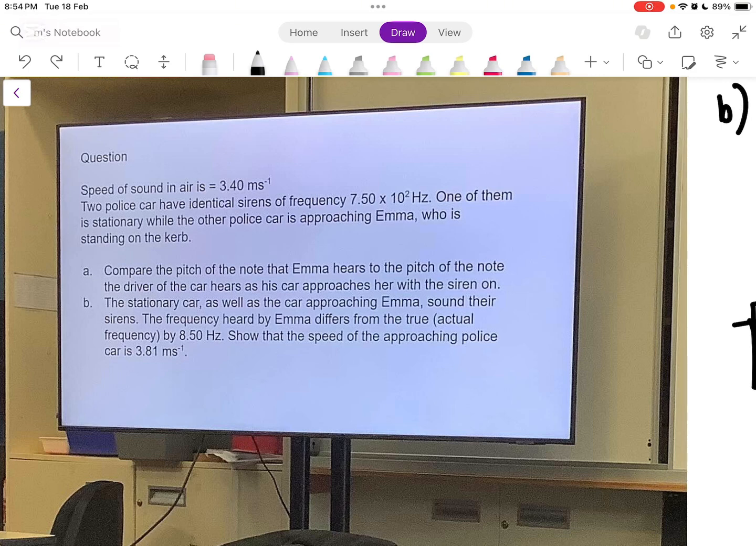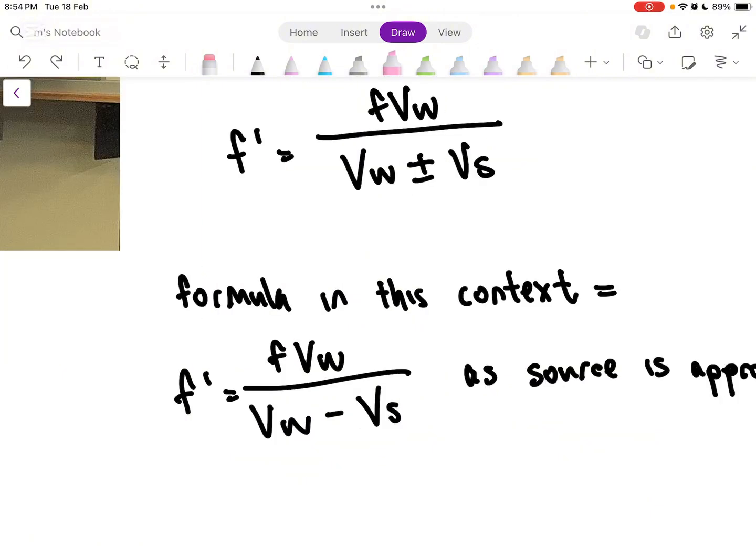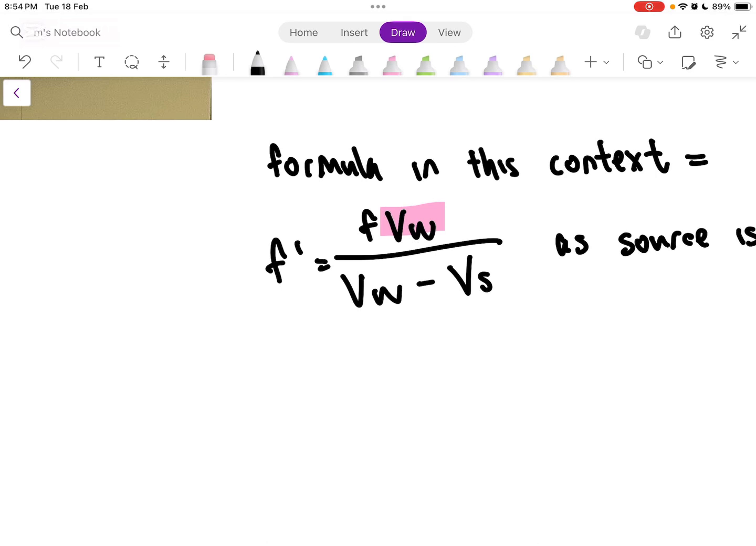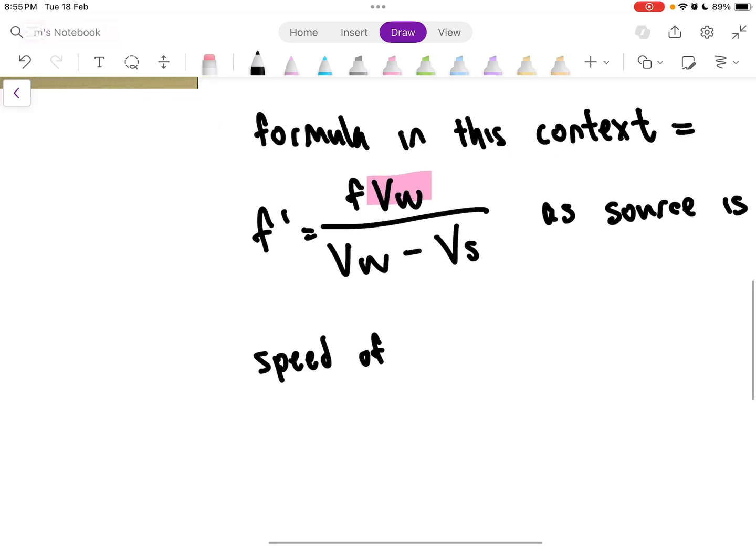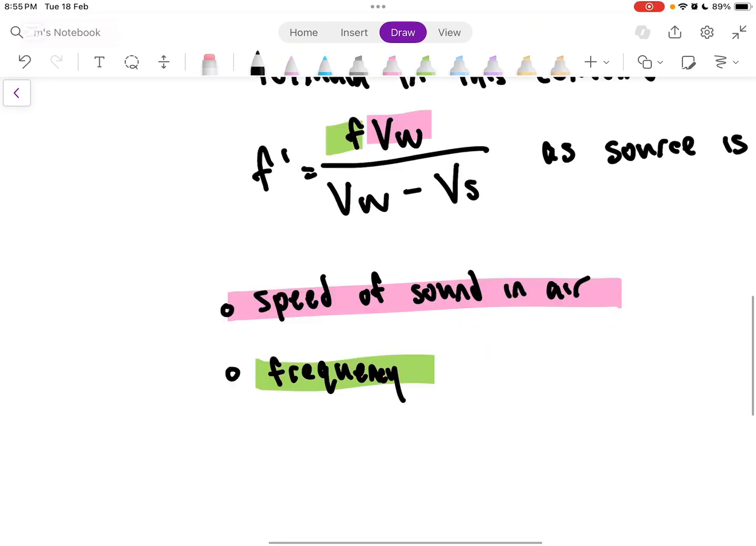So first I'll talk about what each thing in the formula is. So we have VW. That is the speed of sound in air. That's just what Mr. Khan taught us, or told us to use. The second one could be F, which is the frequency, which you should already know.